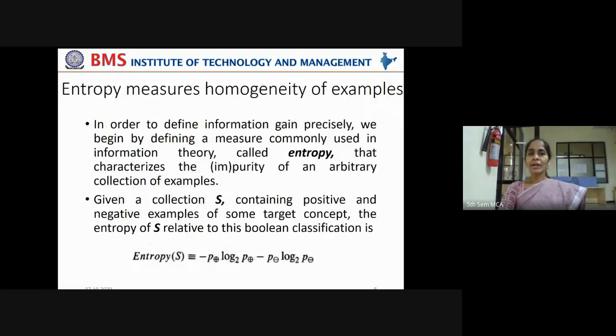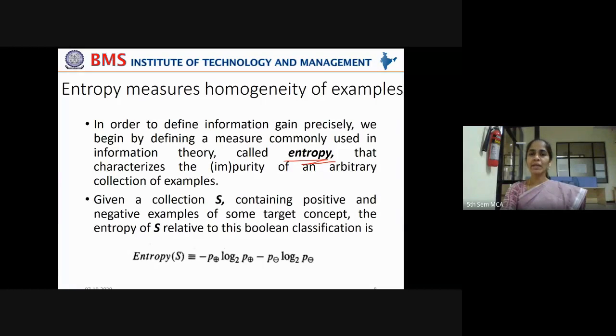Now, entropy measures the homogeneity of examples. Homogeneity of examples means belonging to the same class. Homogeneous classification: all training examples belonging to one class completely, or to a different class, like that. Now, in order to define information gain precisely, we begin by defining a measure commonly used in information theory called entropy. Okay, now let us calculate this entropy and find out the information gain at each attribute, or at each node in the decision tree.